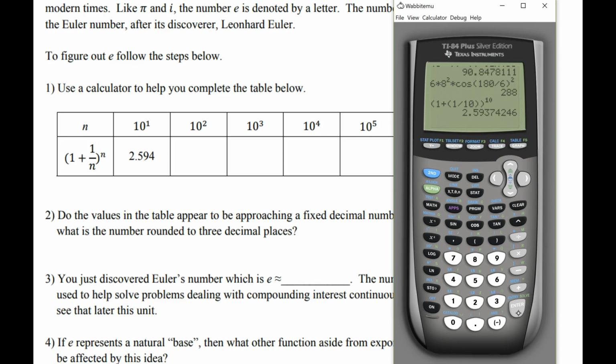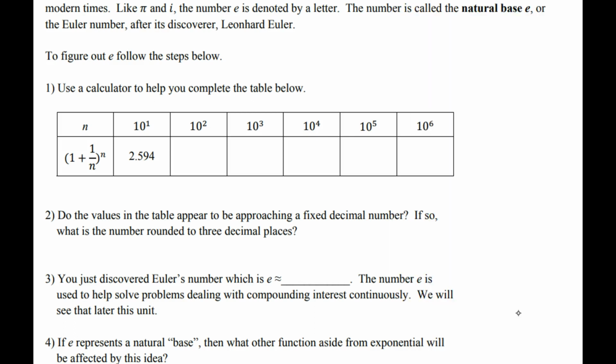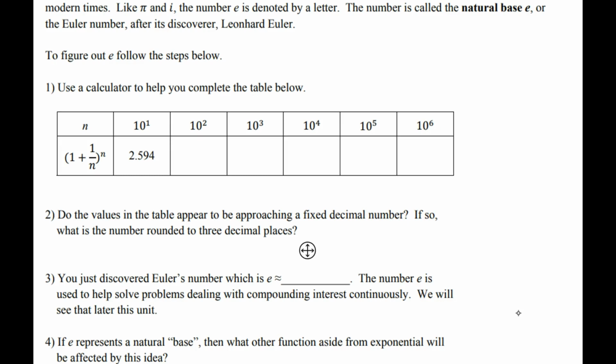Does that make sense? So what I want you to do is figure out what the rest of the n's equal. 10 to the power of 2 is how big? What's 10 times 10? 100. So the second time, instead of putting 10, you're going to put 100 for n. The third time, you're going to put 1,000, and so on.